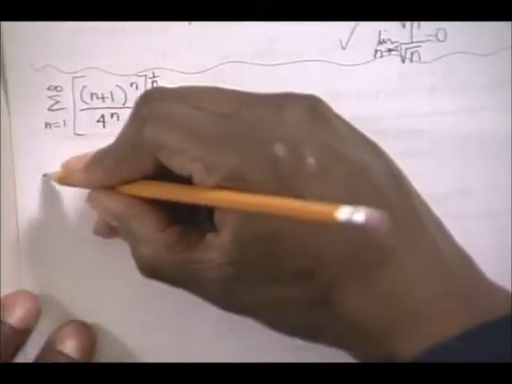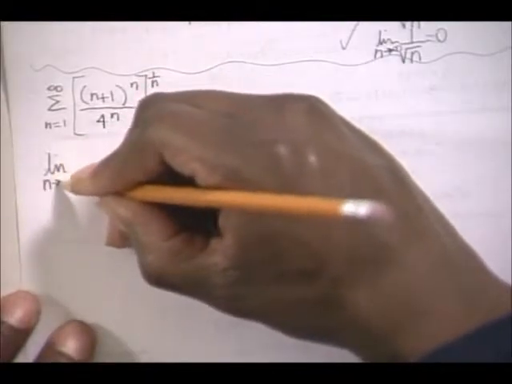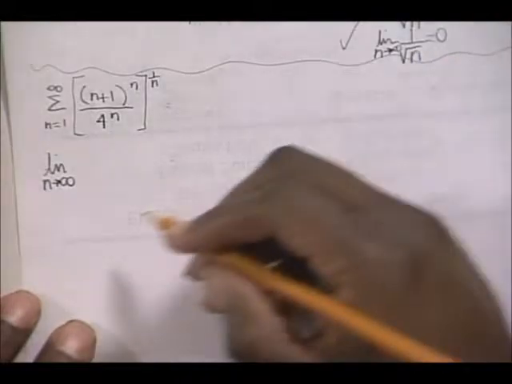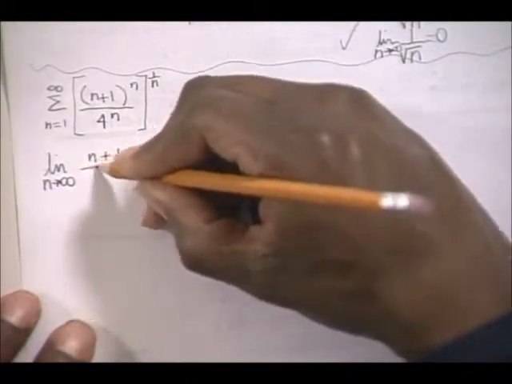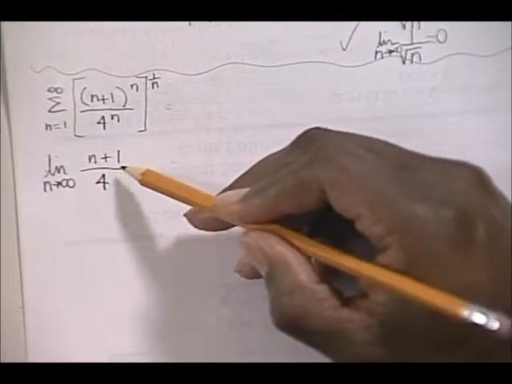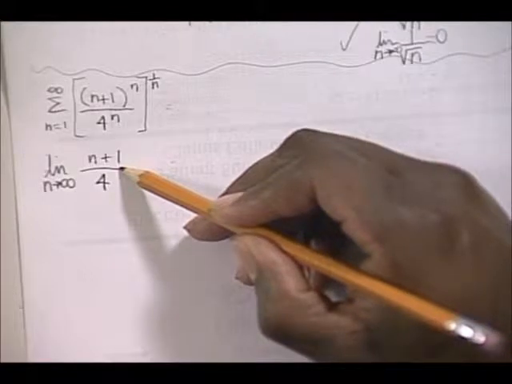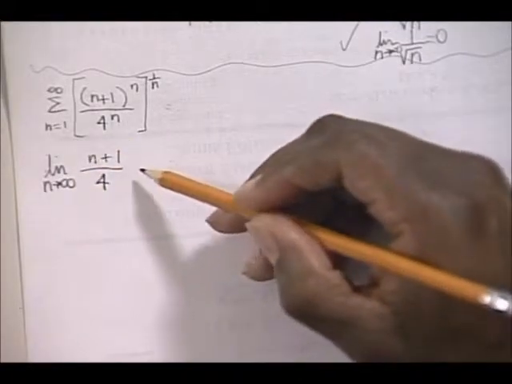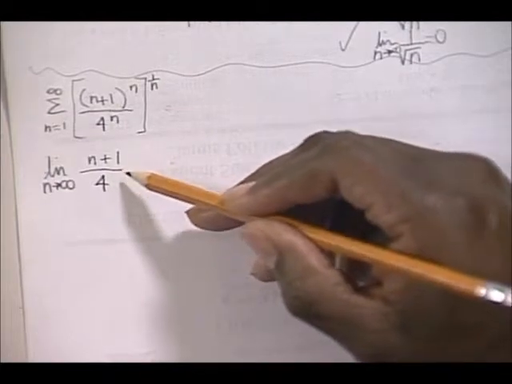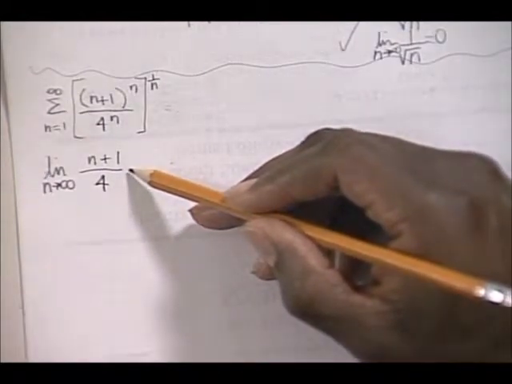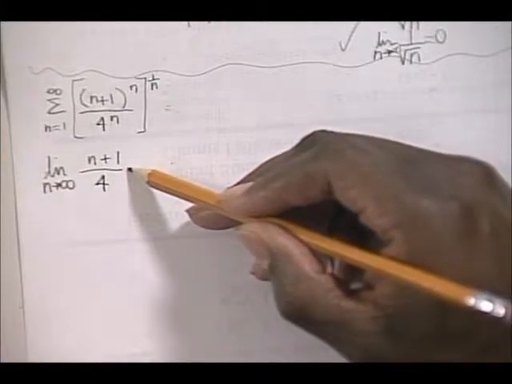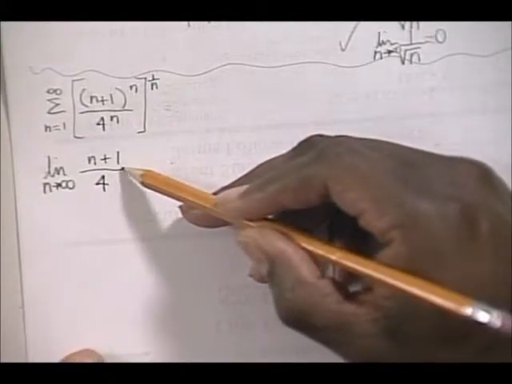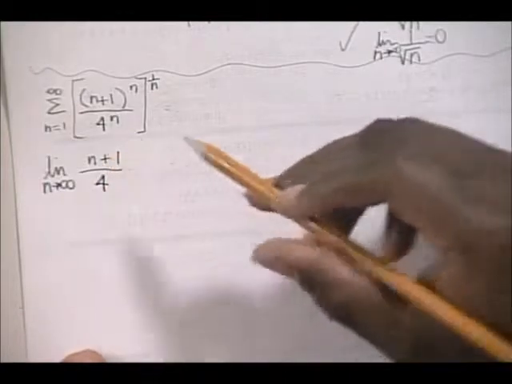We did this last week. So you evaluate the limit as n approaches infinity of the root of the series. What you end up with here is (n plus 1) over 4. And then after evaluating this limit, if the result of the limit is less than 1, that tells you this series converges. And by the way, if it's less than 1, it converges absolutely, but we'll talk about that later. And if it's greater than 1 or infinity, that tells you that this series diverges.